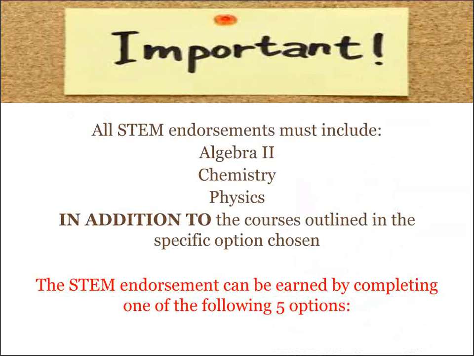So something that's very important for you to note, and you might want to put a star by this on page 7 in your booklet where it says note, all STEM endorsements, if you choose STEM as your endorsement, you have to take the following courses. You have to take Algebra 2, Chemistry, and Physics, in addition to the courses that are outlined in the specific option that you choose. And we're going to go over those specific options. We have 5 different options that you can choose from. So let's talk about those now.